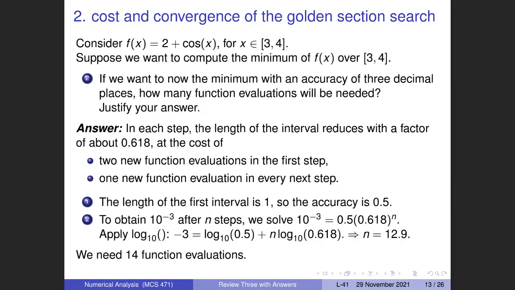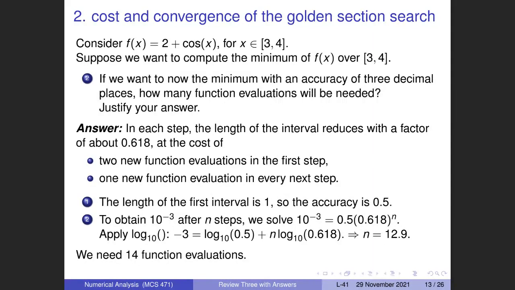Okay, how many function evaluations do we need in order to obtain an accuracy of 3 decimal places? So with this 3 decimal places, well, how many decimal places do we have now? Well, the length of the interval is 1, and if we didn't know any better, you just take the middle of the interval. So the accuracy is 1/2 or 0.5. You kind of know almost the first decimal place.